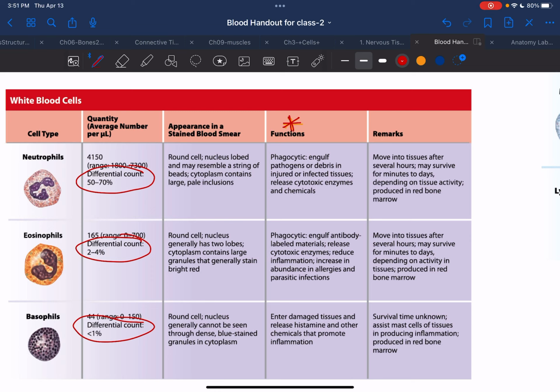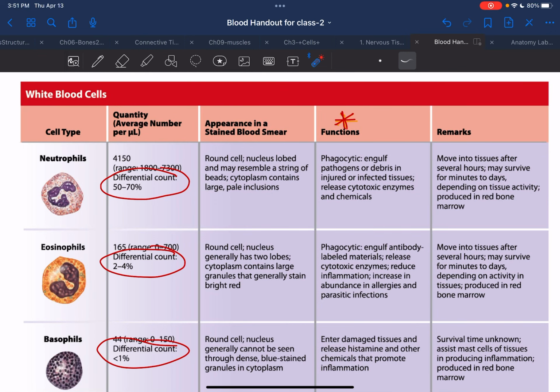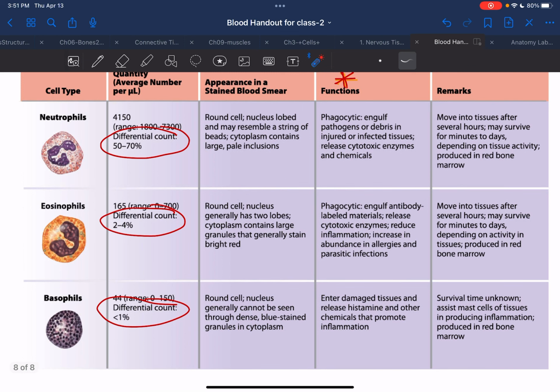What more of these little soldiers protecting us? Which one needs to be the most abundant? It's the one that needs to kill or attack bacteria. So they neutralize and engulf pathogens, specifically bacteria. They can do other things like viruses, but what you just need to know is that they engulf pathogens. And typically we're talking about bacterial pathogens.